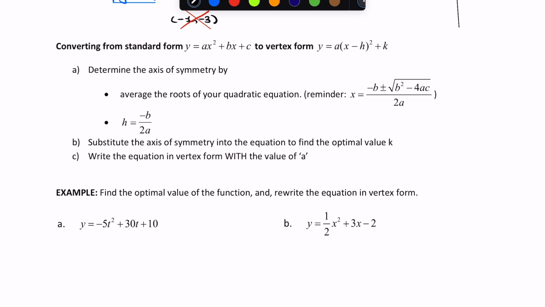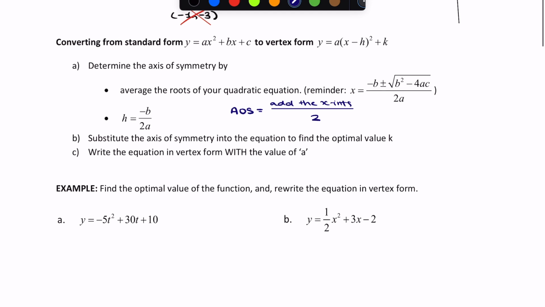And there's two ways to determine the axis of symmetry. First, you can average the roots of your quadratic equation. If you find the two roots, you want to average them. So the axis of symmetry is equal to adding the x-intercepts and dividing by 2.